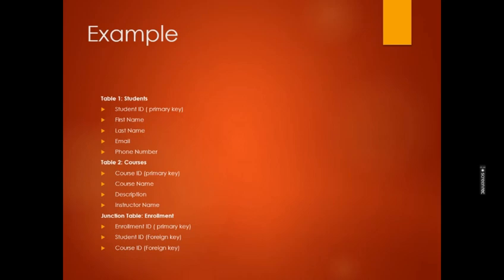For example, we have the first table, which is the student table. It has fields like student ID, which is the primary key, first name, last name, email, and phone number. Table B, which is courses, has the course ID, which is the primary key, course name, description, and instructor name. Then we have the junction table, which is enrollment. Under enrollment, we have the fields enrollment ID, which is the primary key, student ID, which is a foreign key, and course ID, which is a foreign key. These are the tables.